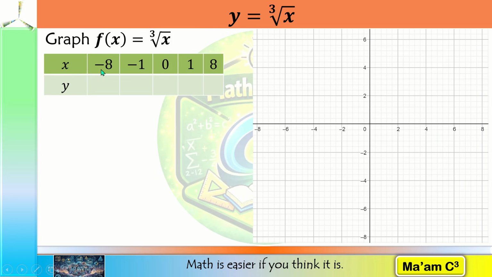Because when I substitute negative 8 here, the cube root of negative 8 is negative 2. Our point is negative 8, negative 2. Let us plot that. Negative 8, negative 2. So the point is here.